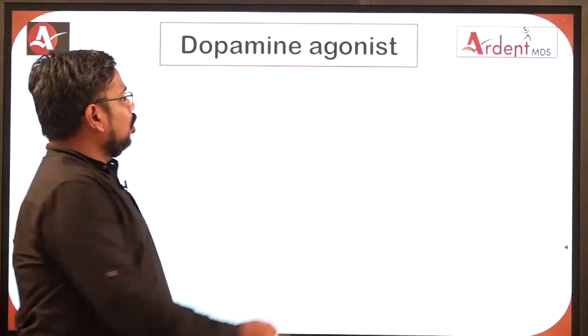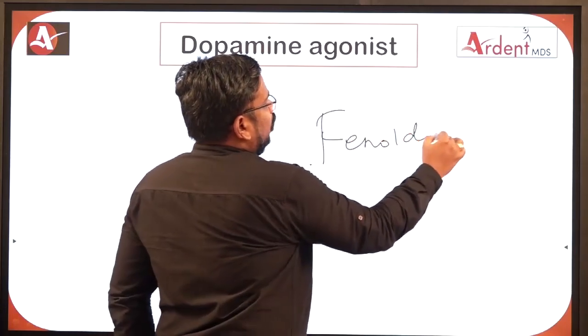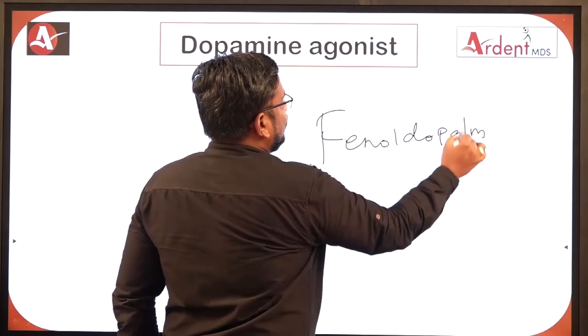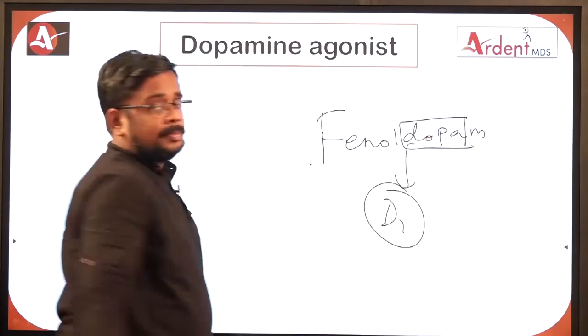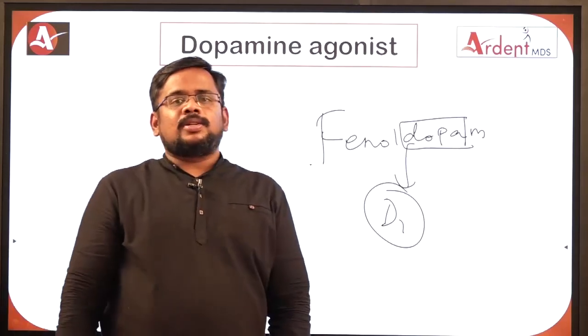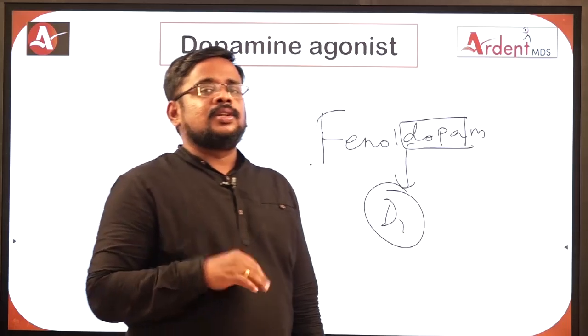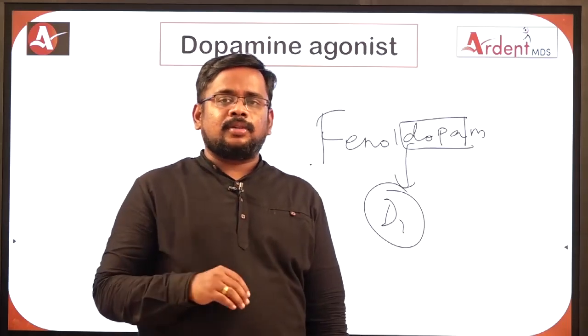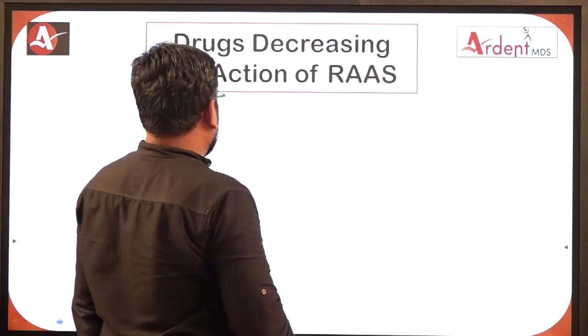The third is about dopamine agonist. Example for this is fenoldopam, as the name itself has dopa with it. So it acts on D1 receptors, D1 agonist, which causes vasodilatation, especially in the renal blood vessels. So in case of a renal failure patient, you can use this fenoldopam, especially for hypertension.